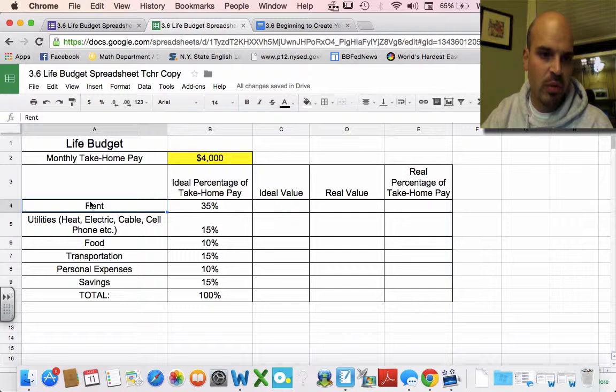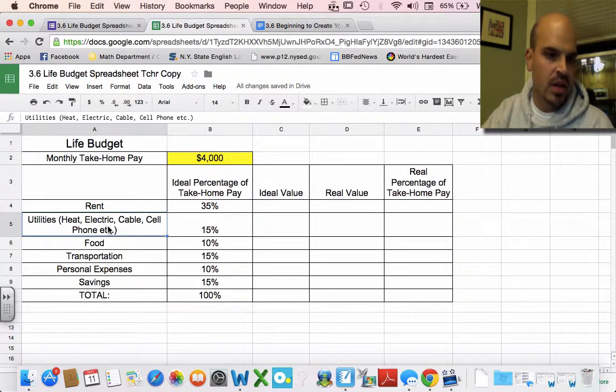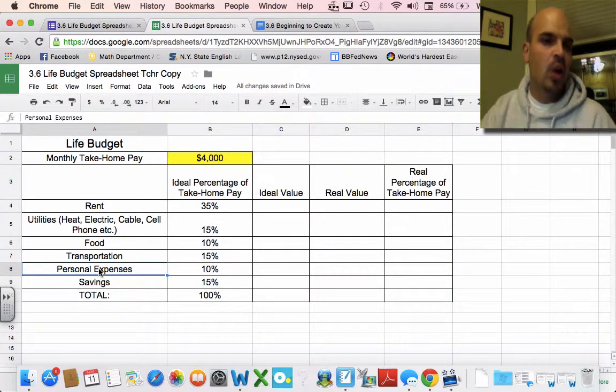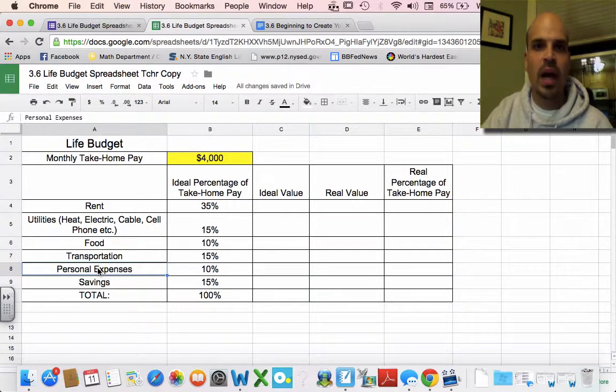So for example, you have rent, you have utilities, heat, electric, cable, and I'm actually including cell phone in that. Most people have a cell phone that they have to pay for as a utility instead of saying phone line. Food, transportation, personal expenses. Personal expenses being like, I have to go buy clothes or I have to buy toilet paper and toothpaste and things of that sort. And then money that goes into savings. You definitely want to be planning on saving some of your money.